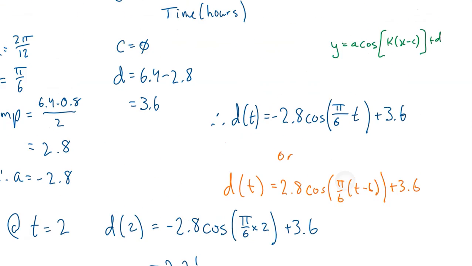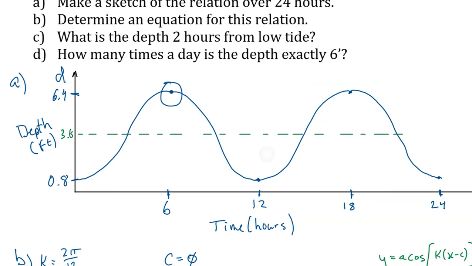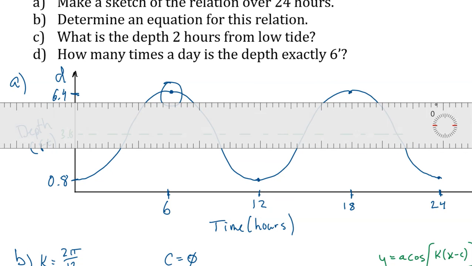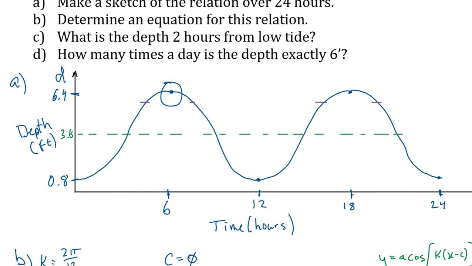Okay. Last question. D, how many times a day is the depth exactly 6? So we're going to look at the graph and just kind of get the graph to help us answer this question. So what's the answer? Andy? 4. So it's going to be right up here somewhere. 1, 2, 3, 4. Right? At about 6 feet. I guess if it said, how many times would it be 7 feet? That would be 0.